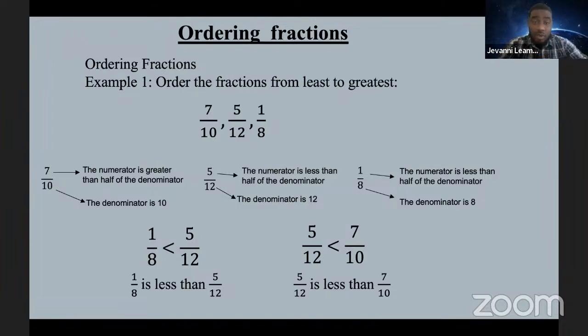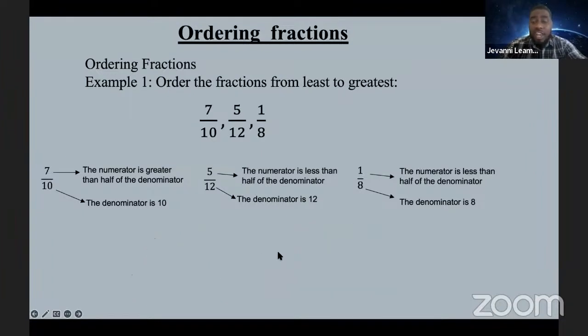1/8. And which is the second largest? In other words, what is larger than the 1/8? 5/12. And then what is larger than 5/12 in this question? 7/10. So that's how I'm going to write it.